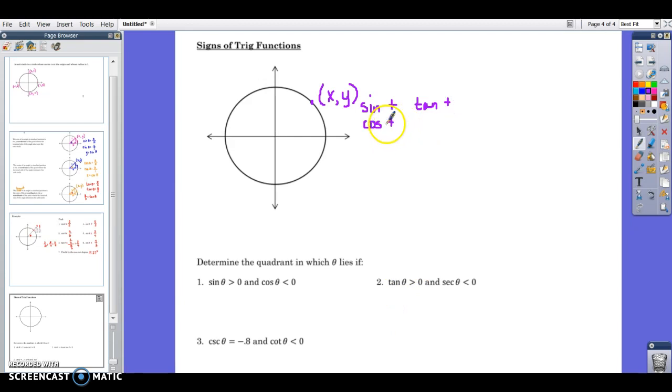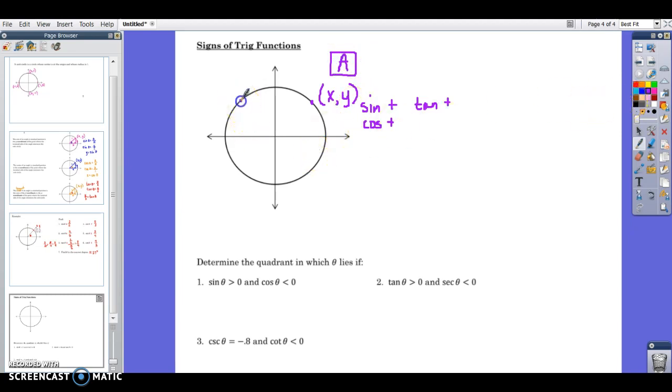I'm not going to talk in detail about the reciprocal trig functions, but just keep in mind they're going to maintain the same sign as their reciprocals. So sine and cosecant are reciprocals, which means cosecant will have the same sign that sine has. Secant will have the same sign that cosine does. Cotangent will have the same sign that tangent does. So in the first quadrant, all of our trig functions are positive. So I'm just going to use the letter A here to signify that they're all positive.